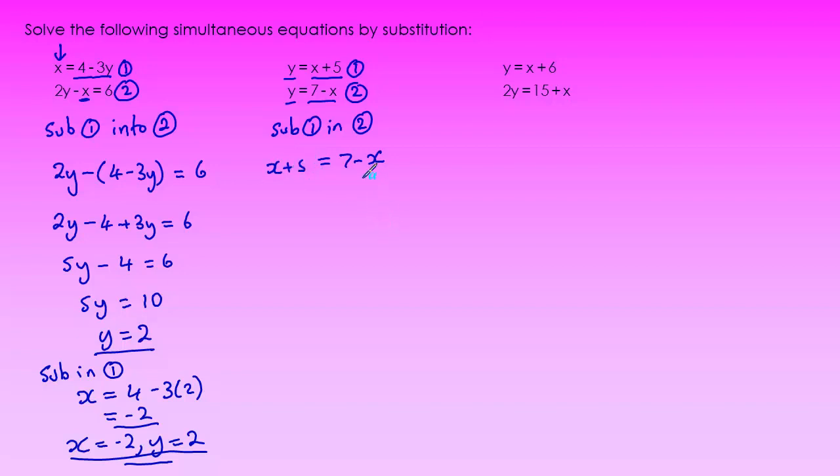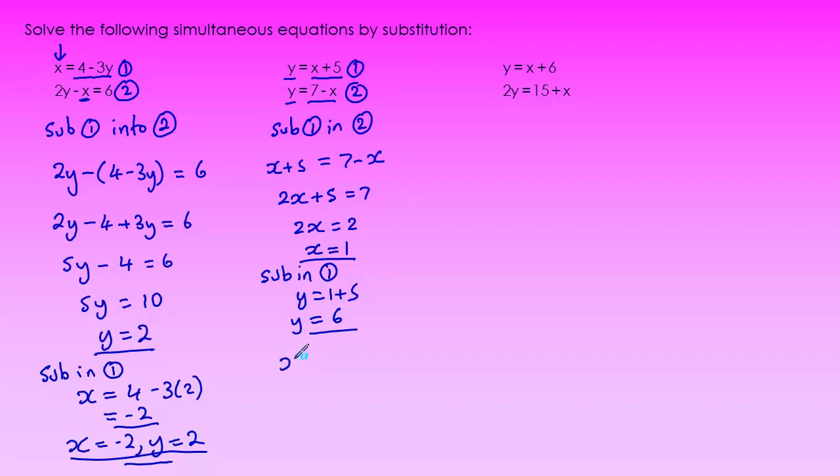Now we just need to solve this. If we add x to both sides, that gives us 2x plus 5 equals 7. Remember, if we add x to this side, the x's disappear. Subtract 5 from both sides, 2x equals 2, giving us x is equal to 1. Now we can sub that in either of the equations, so sub in equation 1, then we get y is equal to 1 plus 5, which is 6.